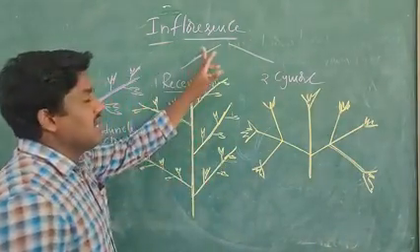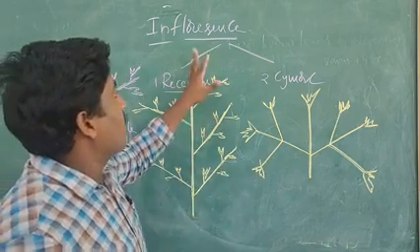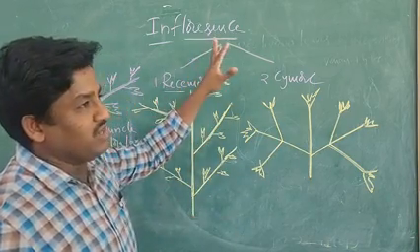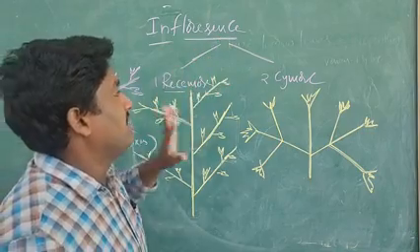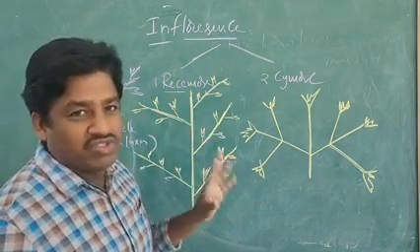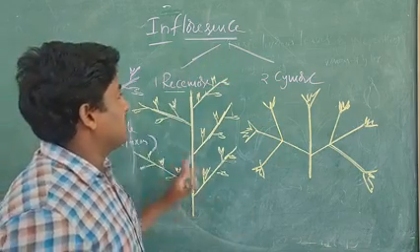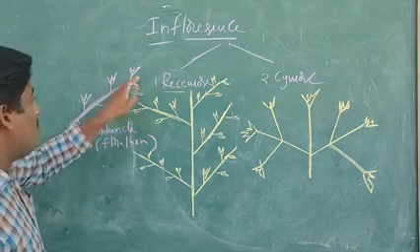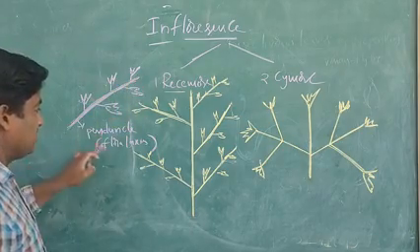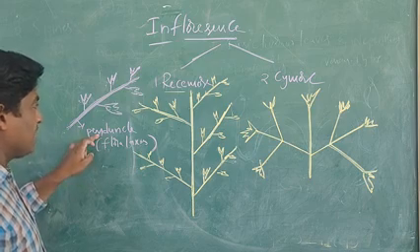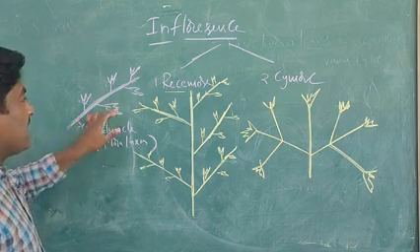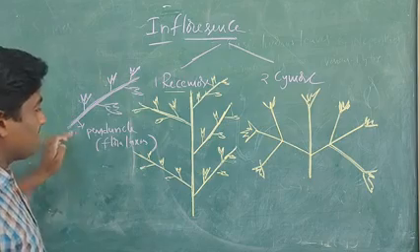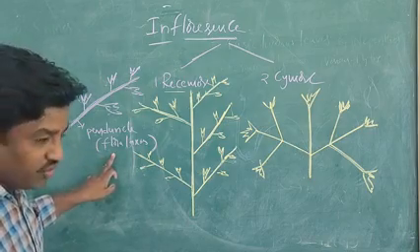Once again, see inflorescence. INFLORESCENCE. Spelling is very important. See, different types are there. Inflorescence pronunciation. What is meant by inflorescence? The arrangement of flowers on the floral axis. This is another name, the floral axis, the peduncle. The arrangement of flowers on the floral axis, that's what we call inflorescence.